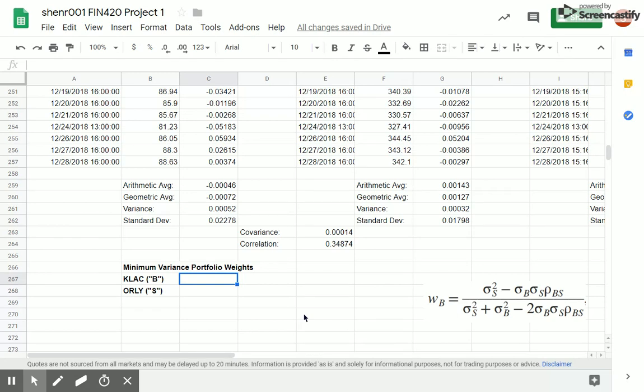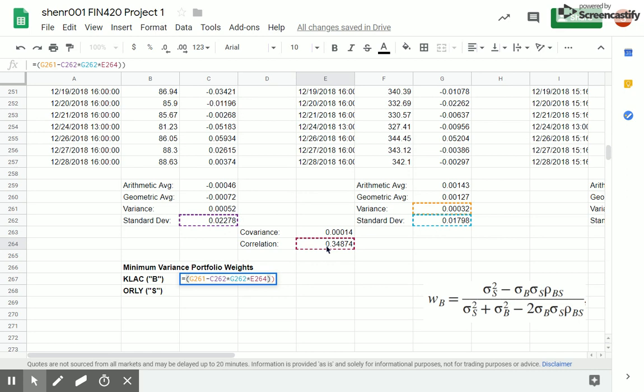So I'm setting up the formula here. Start with an equals. Looks like I have a big fraction in this formula, so I'm going to set up some parentheses for the numerator. Sigma squared of S, that's the variance of O'Reilly. That's the first term. Minus a product here: the standard deviation of the B portfolio, that's KLA, that's sigma B, times sigma S times the correlation between the two.